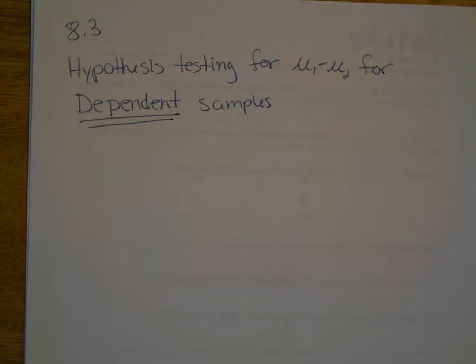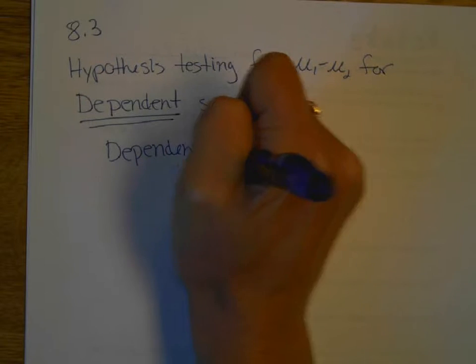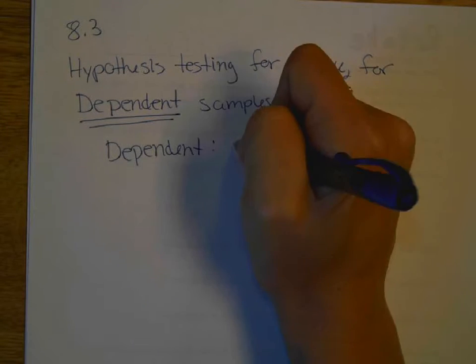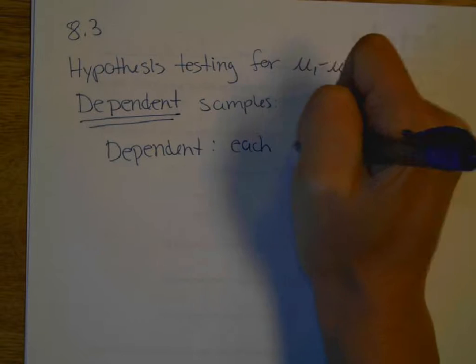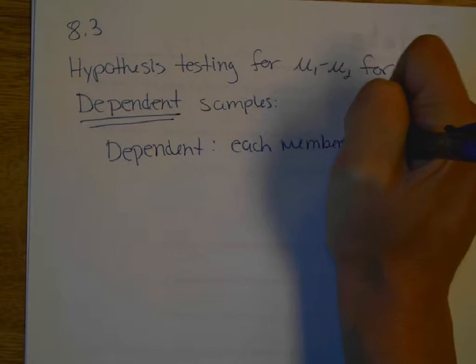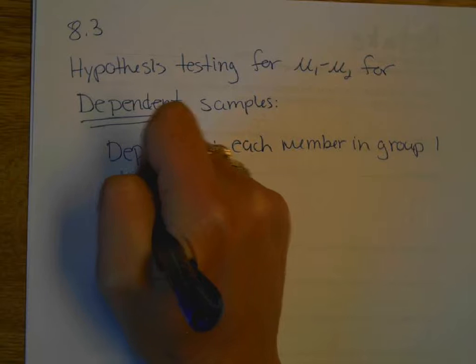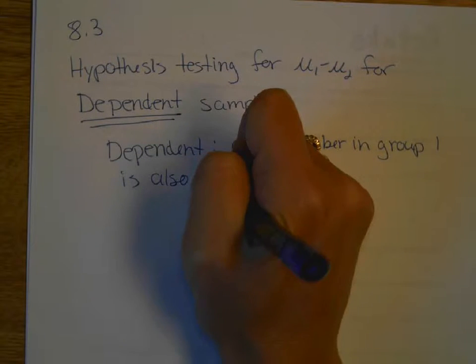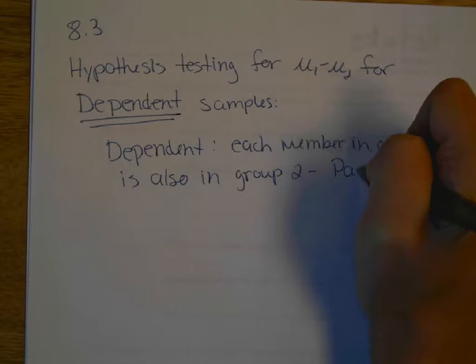So dependent means you've got the exact same people in your two groups, or items, or whatever they are. So, all the same. So it's paired. So dependent means that each member of one sample corresponds to a member of the other sample, paired or matched. So each member in group 1 is also in group 2. So we call this paired data.